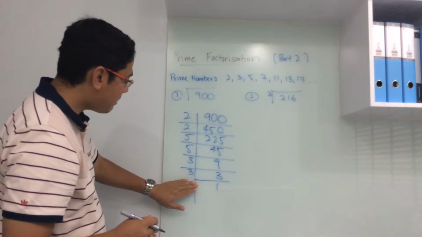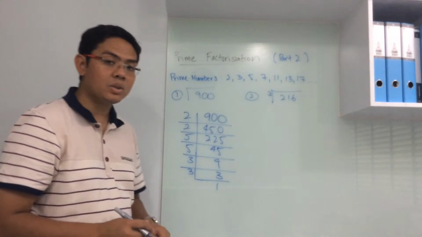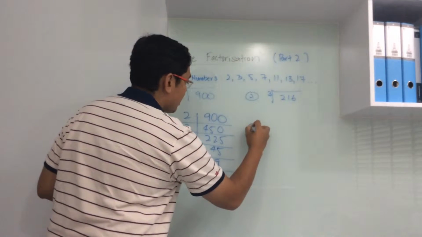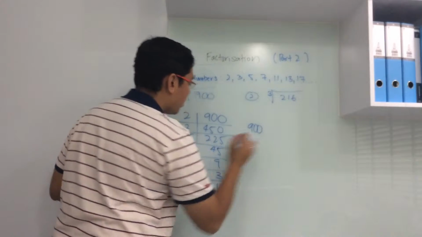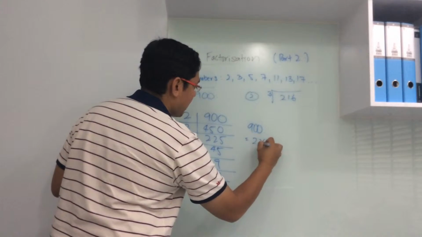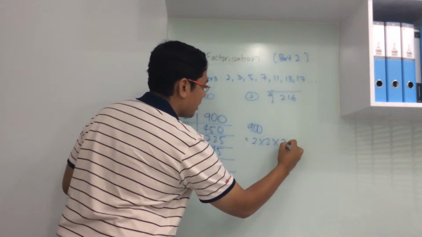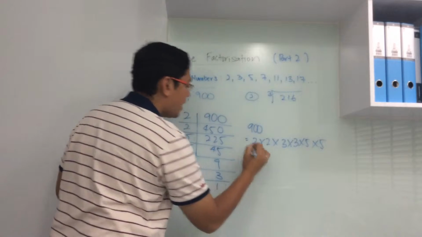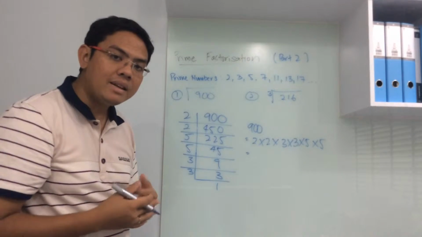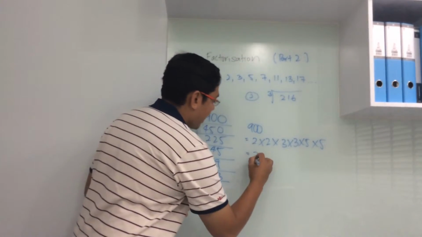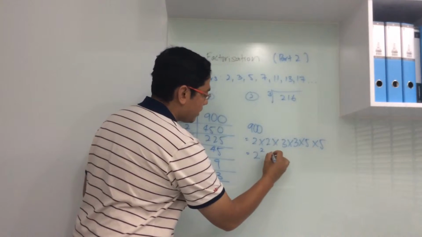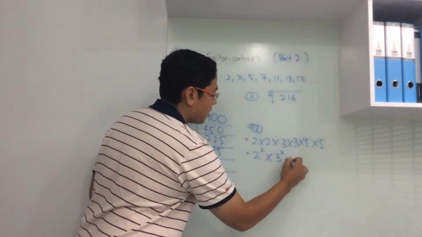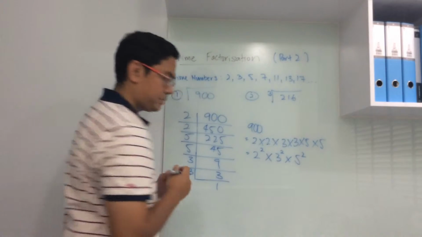Again, using the step ladder method, our goal here is to have the last number as 1. So how do we write the answer? We have 900 equals 2 multiplied by 2 multiplied by 3 and 3 multiplied by 5 and 5. Again, please write your answer in index notation. We have 2 index 2 multiplied by 3 index 2 and multiplied by the factor 5 index 2.